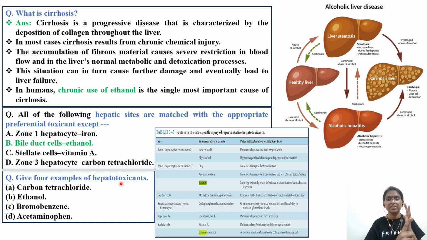The answer is carbon tetrachloride, ethanol, bromobenzene, acetaminophen. So pause the video here and read about acetaminophen, whose common name is paracetamol. Excess of paracetamol is around 4 grams, but in certain literature it is given as more than 4 grams in a day. In certain places it is given as more than 5 grams, and in certain places more than 6 grams.